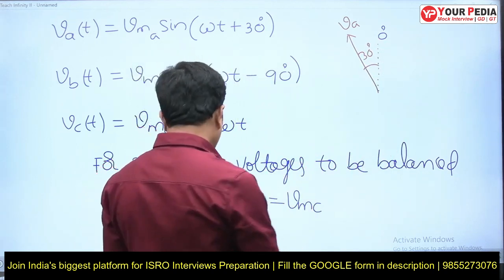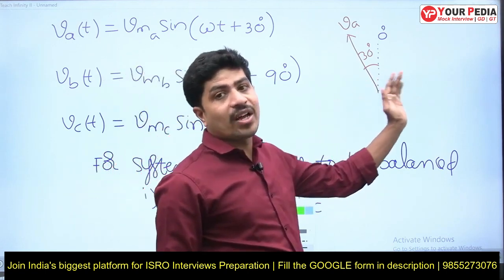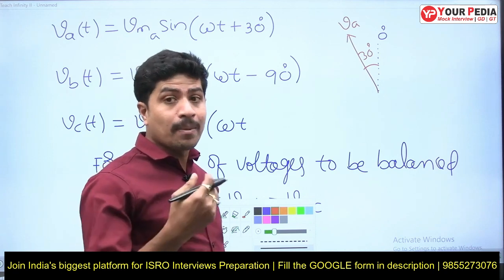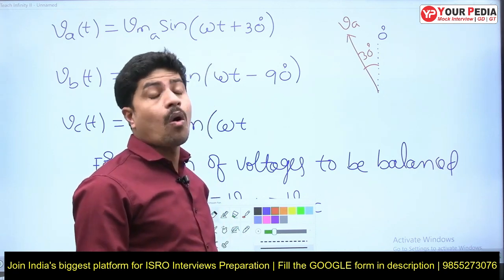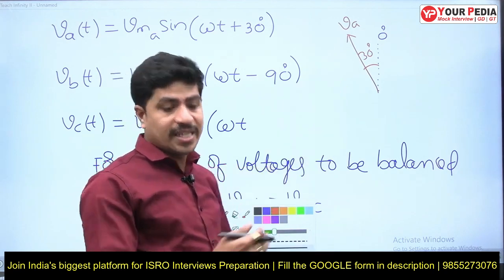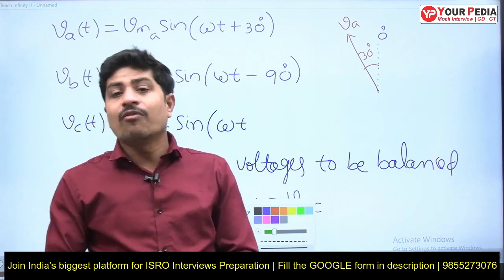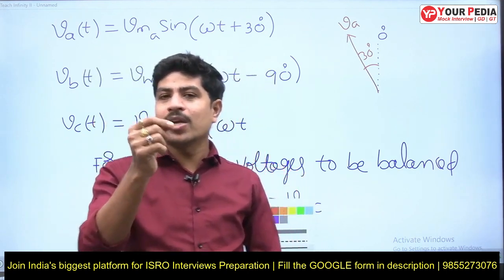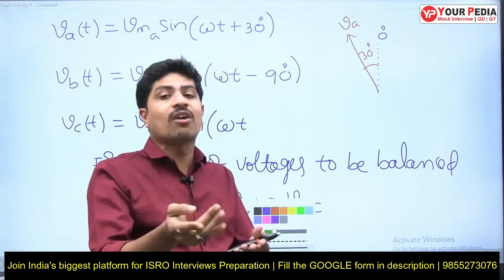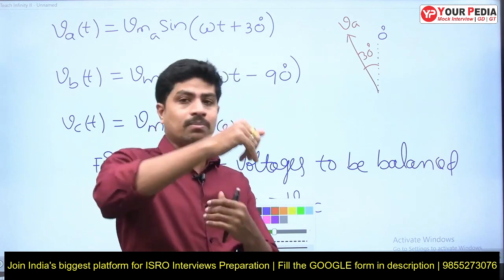And I want Vb to be 90 degrees after Va. I want Vb to become either maximum or minimum after 90 degrees as that of A. That is called phase sequence. What is phase sequence? Va, Vb, Vc we have. Va will become maximum at omega t equal to 90, then Vb has to become maximum after 120 degrees of Va.